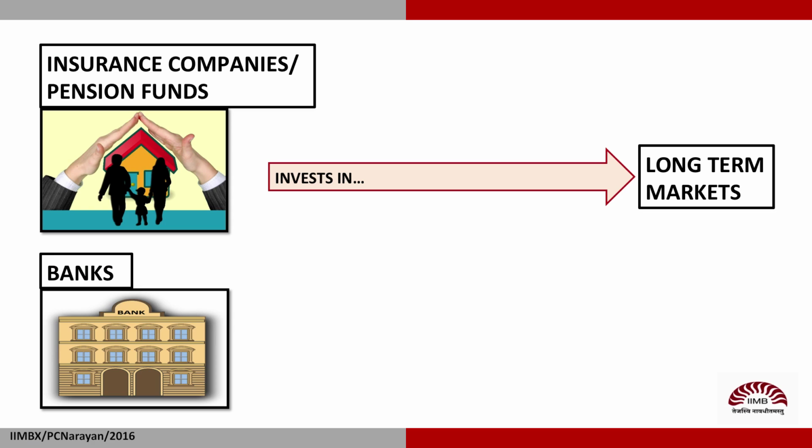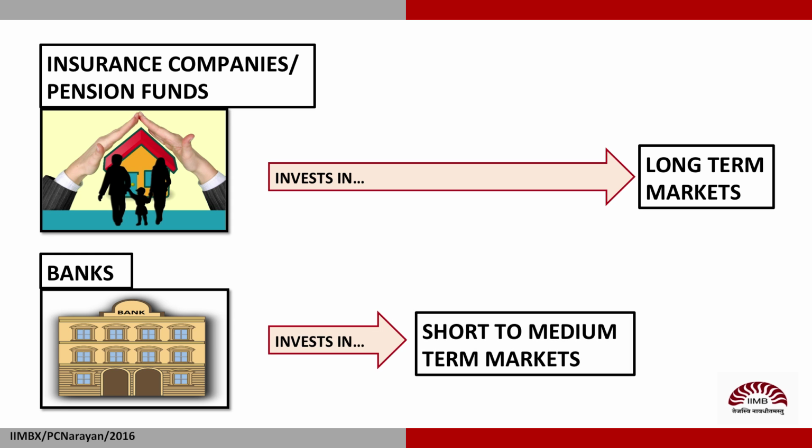On the other hand, commercial banks operate in the short and the medium-term market because the liability support they get is for the short to medium term. Hence, they prefer to invest only in short and medium term securities.